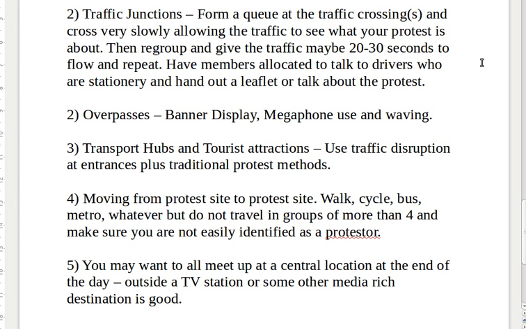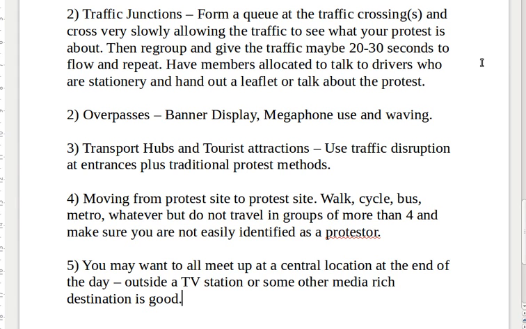Now, in a major city there's lots and lots of pedestrian crossings, and if at say 50 or 60 places around the city centre people are slowing down the traffic by 30 or 40 seconds, this can create huge queues, it can create gridlock. And people will then definitely have an idea that there's somebody protesting, which is important.